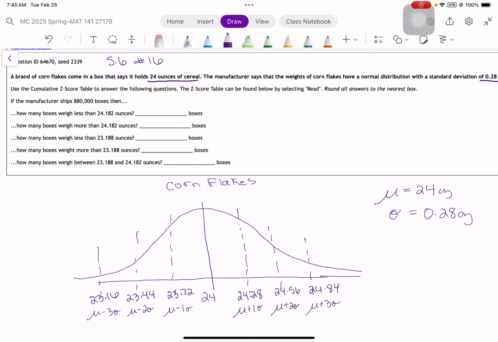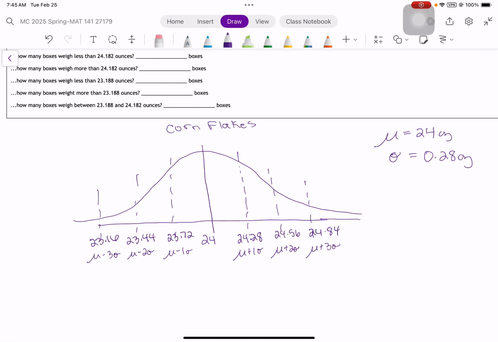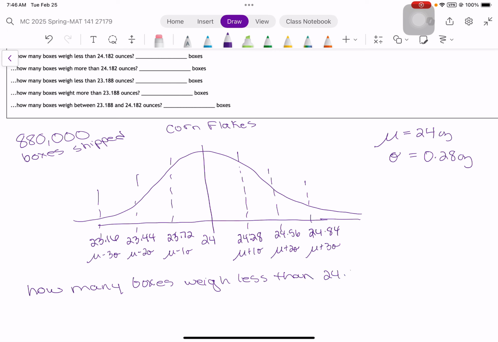Now it says, how many boxes weigh less than 24.182 ounces? Well, I'm going to have to find a z-score. So for the first question, I'm going to write right here: we have 880,000 boxes shipped, and how many boxes weigh less than 24.182 ounces? I'm going to use my z formula: my data value minus my mean, divided by my standard deviation. So I get 0.182 divided by 0.28, and I get 0.65. This is the value I'm going to look up on the z-table.